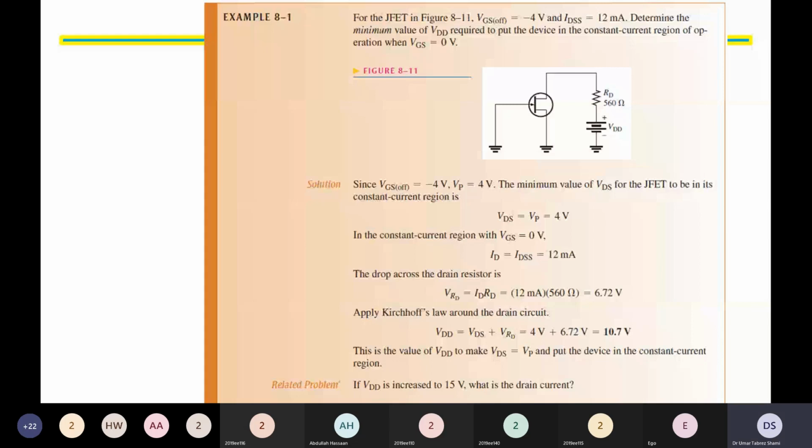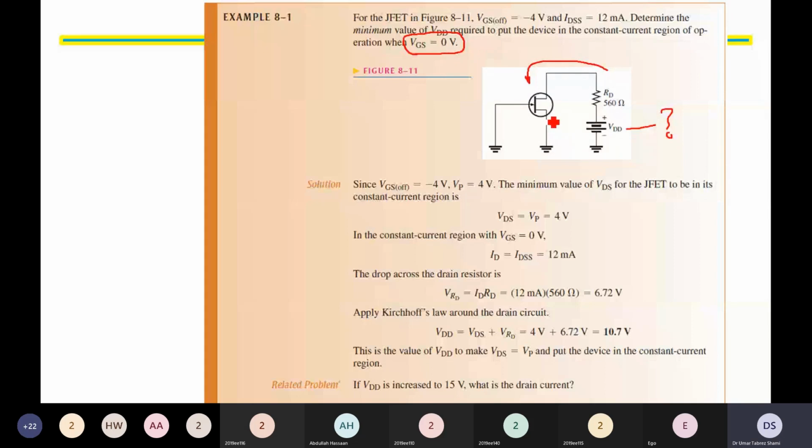VDD that will put the device in constant current region of operation when VGS is 0 volt. What is the meaning of VGS equal to 0? That means that the gate voltage and the source voltage are at the same potential.